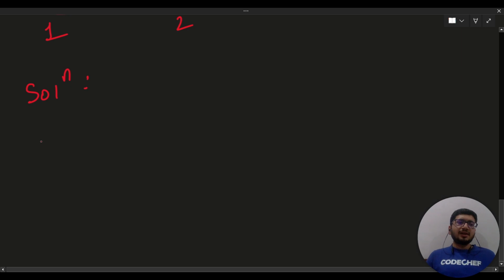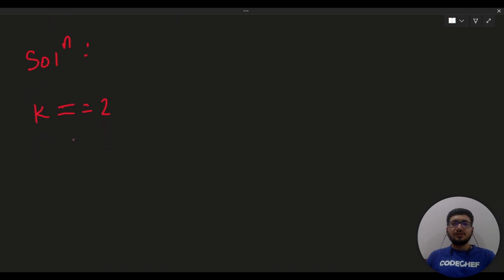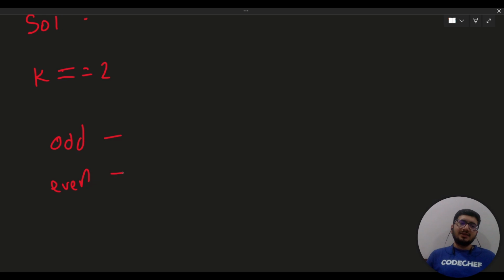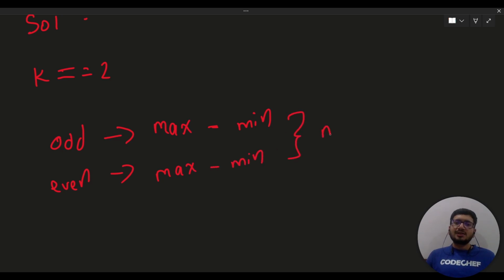The base case that we can think of is when k is equal to 2. In this case, as we have seen, we are forced to choose either all the odd indices or all the even indices. So we take the max value in all the odd indices and subtract the minimum. We do the same for even indices, take the max minus the minimum, and then check which is larger. Whichever is the maximum will be our answer.